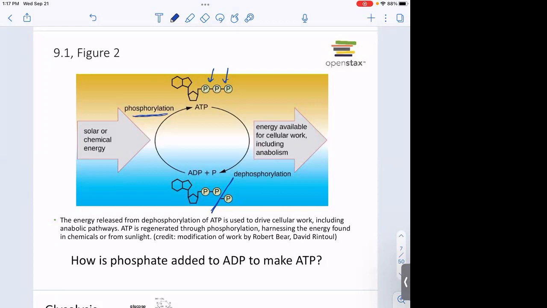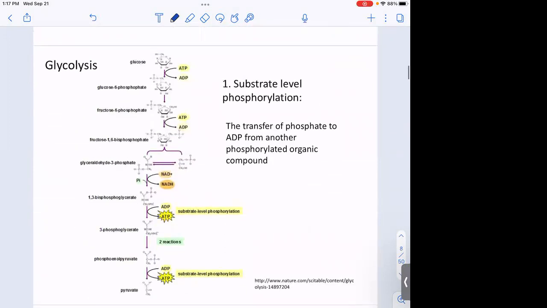Okay, and that happens depending on how the cell acquires energy. It might be from the sunlight. It might be from the breaking of chemical bonds. So there's 2 different ways that we describe that phosphorylation. You've probably heard these terms before. When I say how is phosphate added to ADP to make ATP, we're going to talk about several different ways. The first is substrate level phosphorylation.